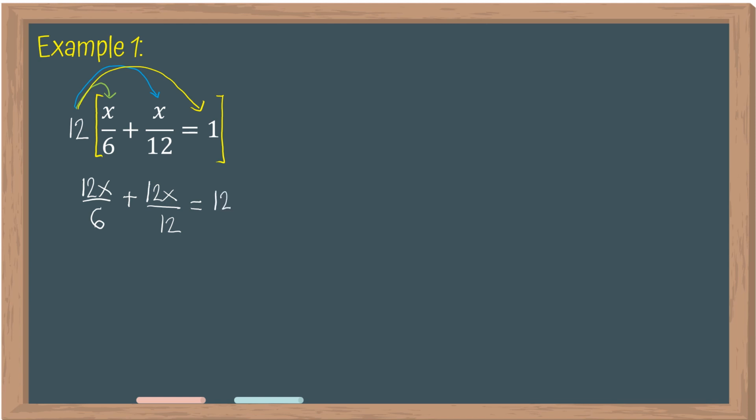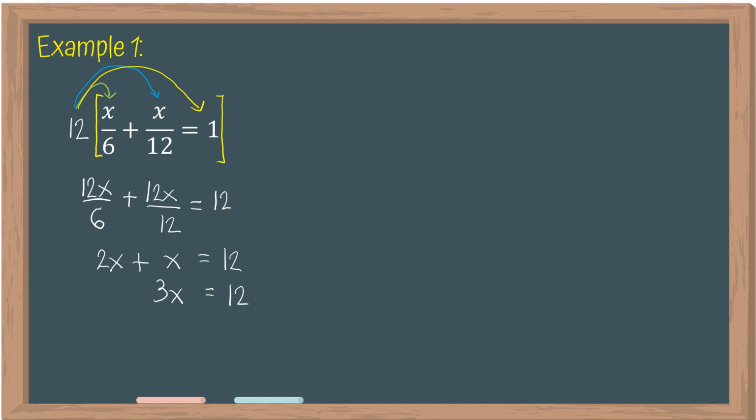So, simplifying this further, we have 12x divided by 6, that will be 2x. Copy again the plus sign. 12x divided by 12, that will be x, equals 12. Combining like terms, 2x plus x, that will be equal to 3x, is equal to 12.